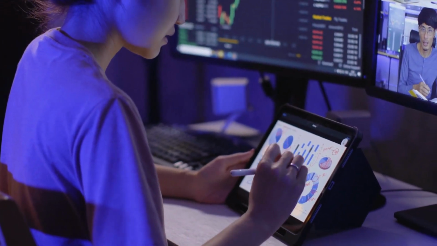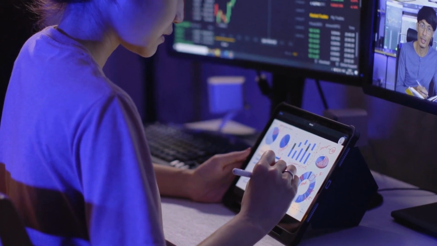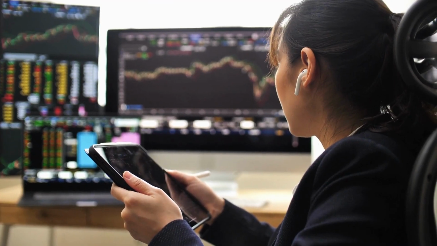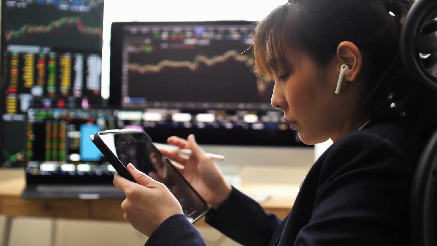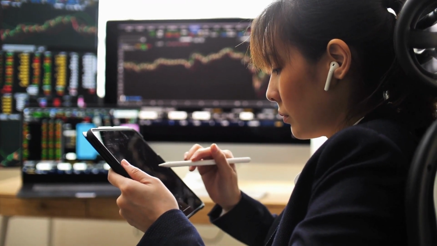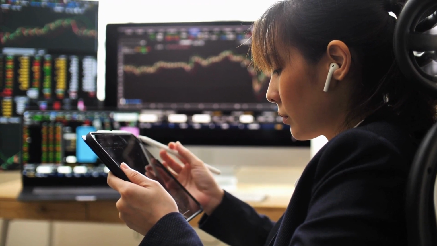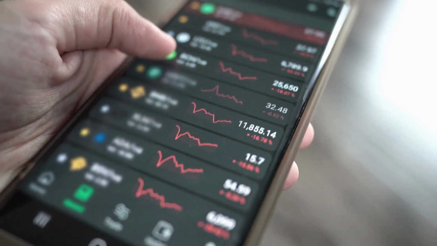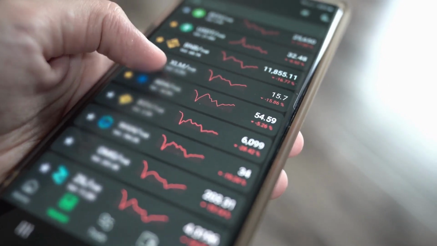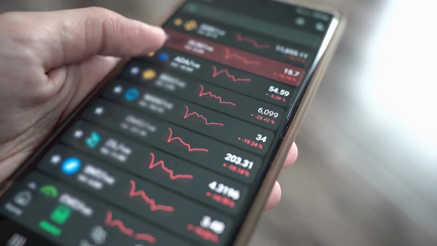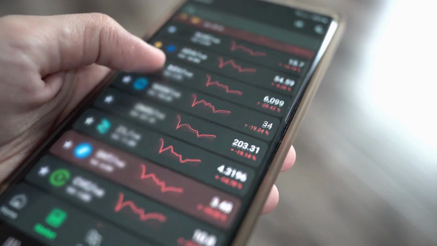One of the main benefits of using a brokerage platform is the wide range of investment options available. You'll have access to stocks, bonds, mutual funds, ETFs, and more. Additionally, many brokerage platforms offer educational resources, tools, and research to help you make informed investment decisions.